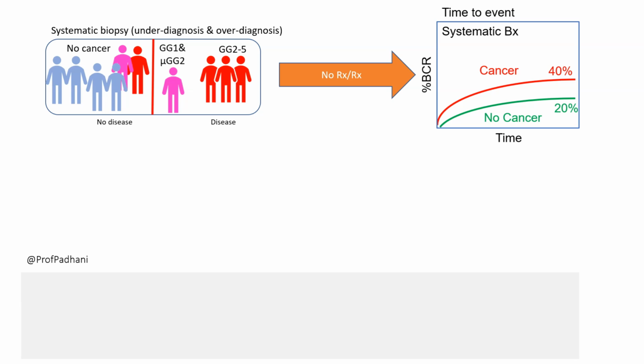Now let's imagine we're doing a systematic biopsy in a population of patients suspected of having prostate cancer. Eventually, after doing a systematic biopsy, you will have people who have disease and people who don't have disease. And if these people are treated and these people are not treated, then over time we would expect the cancer patients to have a higher biochemical recurrence rate compared to the patients who have no cancer, who will have a lower proportion of patients who develop biochemical recurrence over time. And this is because of underdiagnosis that occurs in the non-disease group.